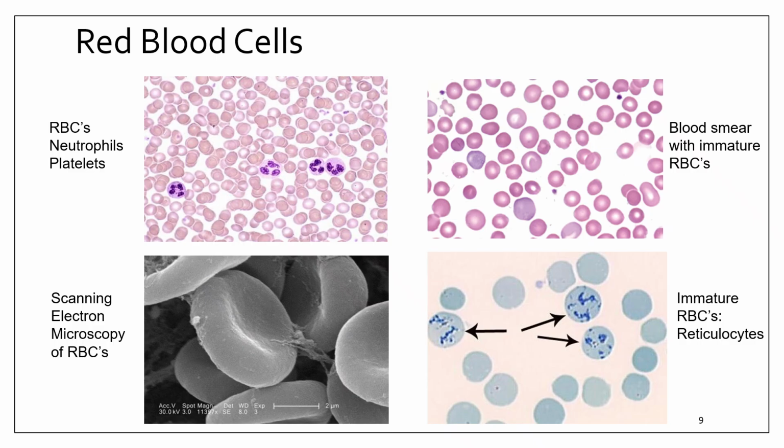In the bottom right, we have immature red blood cells or reticulocytes, okay? So where you see the arrow, these are reticulocytes, which are immature red blood cells. They still contain remnants of RNA. They appear blue-gray with special stains, and they represent recently released red blood cells from the bone marrow.